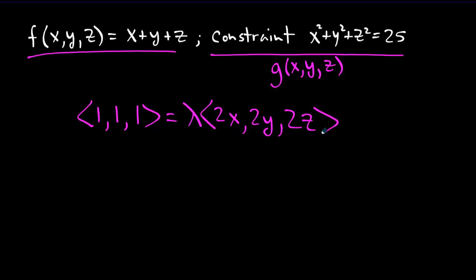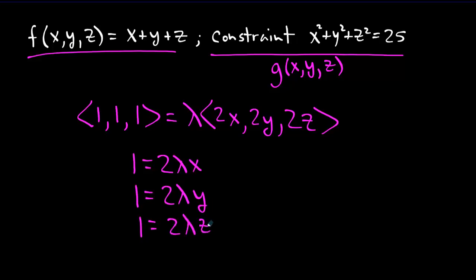Then I just pour some algebra on it, right? In other words, I've got 1 equals 2 lambda x, 1 equals 2 lambda y, and 1 equals 2 lambda z. And, of course, my constraint, x squared plus y squared plus z squared equals 25.